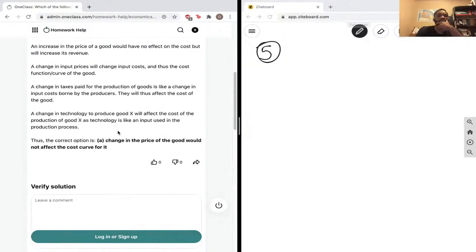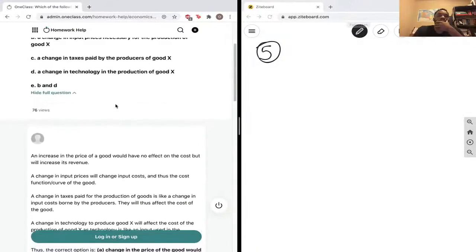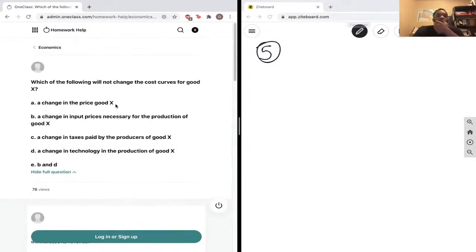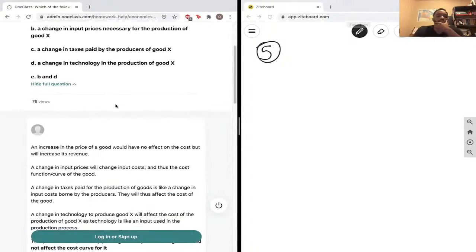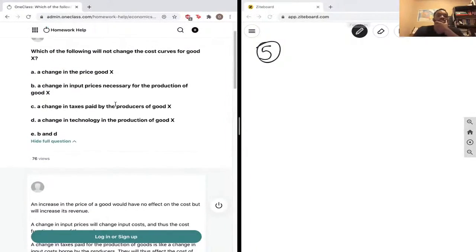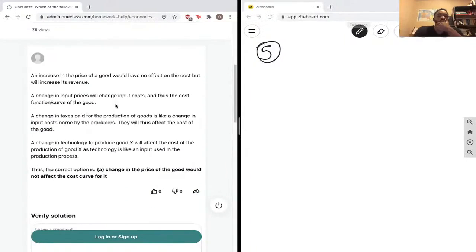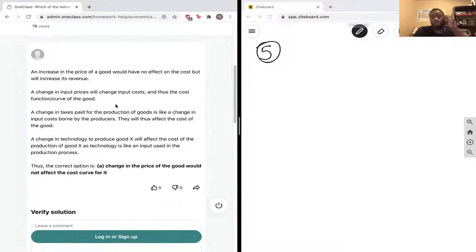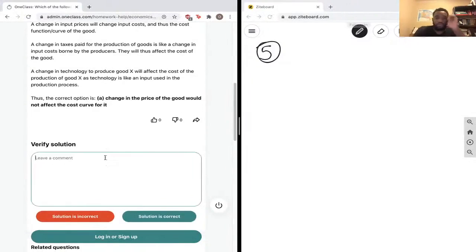because a change in price would only impact the revenue. If price goes up, revenue should go up, if quantity stays the same. But a change in price will only affect revenue. Whether it affects revenue positively or negatively, we don't know. We don't have enough information in this question. But we do know it does not affect the change in cost. It just affects the change in revenue. So this is correct.